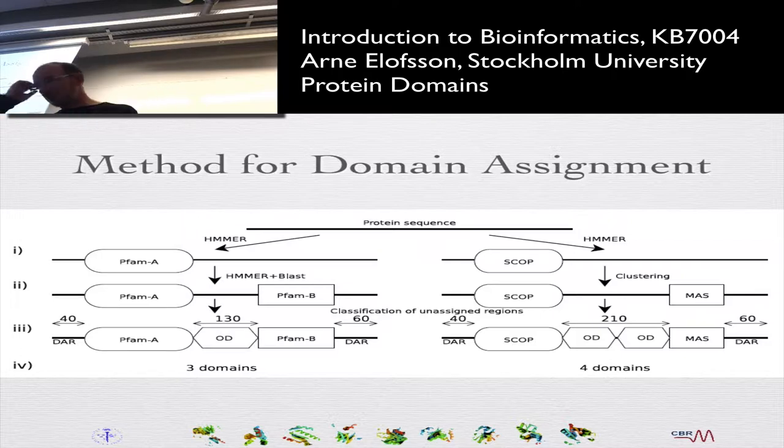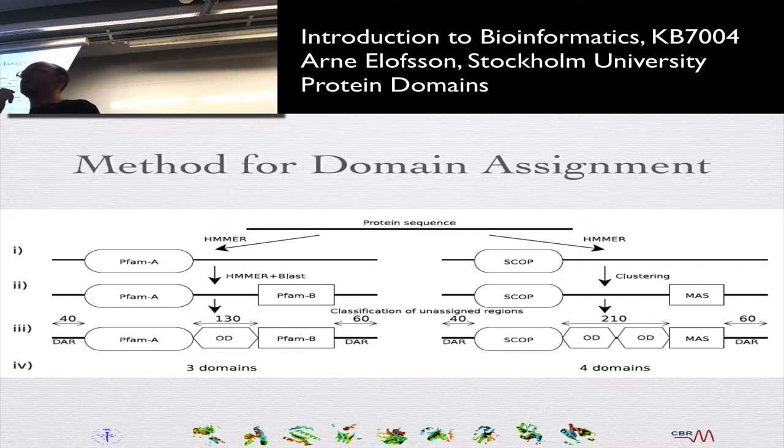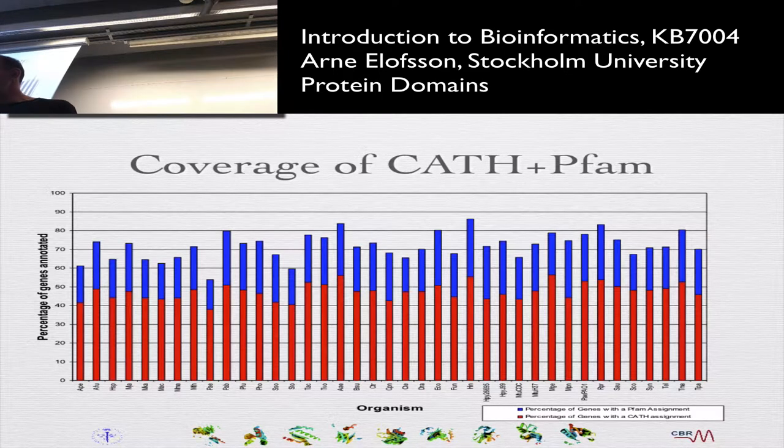So the question we first asked was, how many domains are found in different species? In a typical gene in a species, how many domains are found? The reason we had to deal with this is that even today the coverage of PFAM and SCOP is not that good. For these different genomes it is in the order of 75%, something like that. It's probably a bit higher now, but there is a large part we don't assign, and it hasn't decreased that much. So let's talk about that after the coffee break.